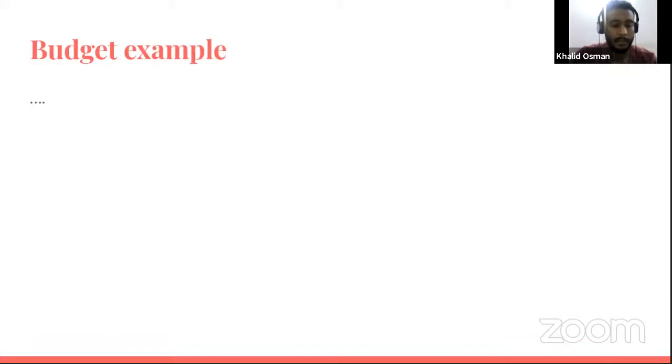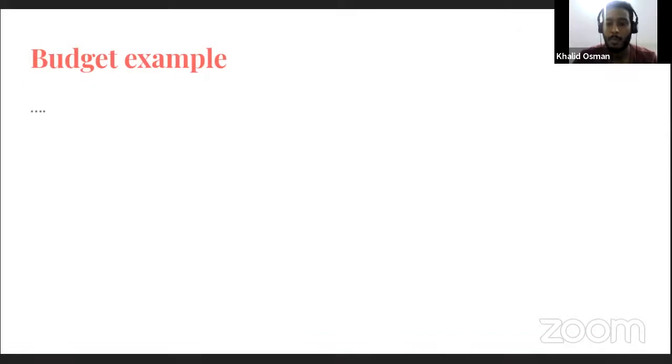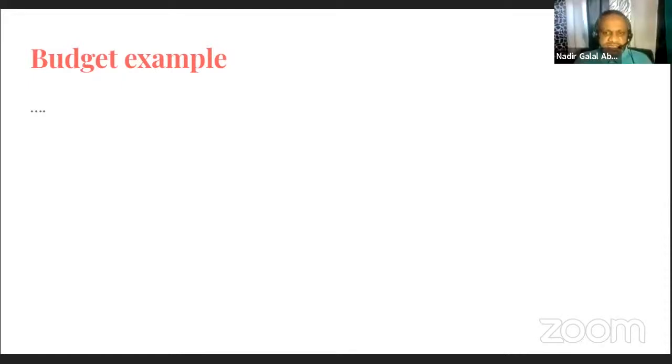This is a budget example that I'm going to share with you. Yes, can you see this PDF file? No. Oh, yeah. You can stop sharing the screen and then redo it again. Can you see it now?